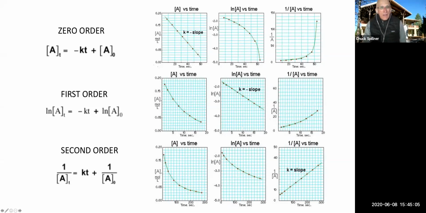For a first order reaction, we've already seen that if you take the log of the concentration and plot that versus time, you will get a straight line. And for a second order, if you take the inverse concentration versus time, you get a straight line. That's shown over here.